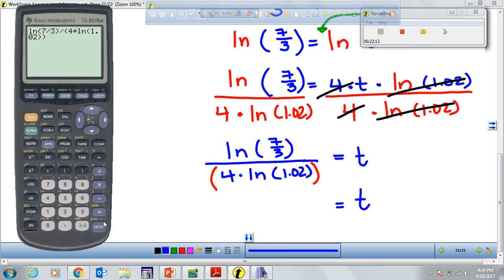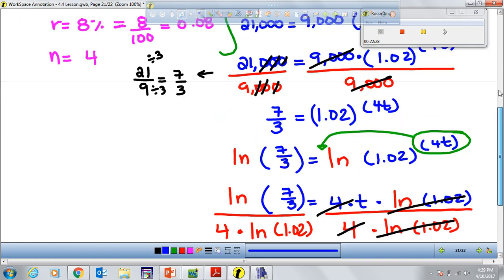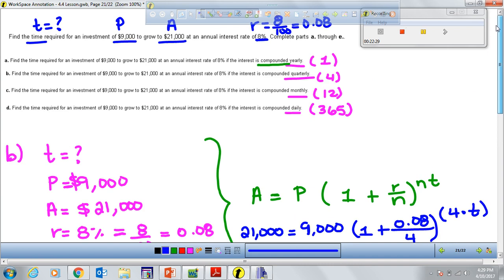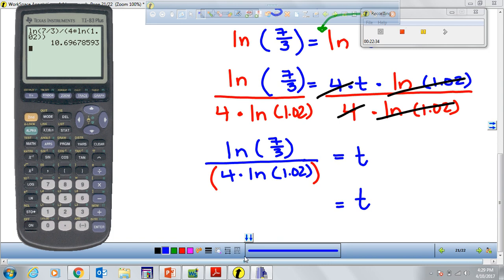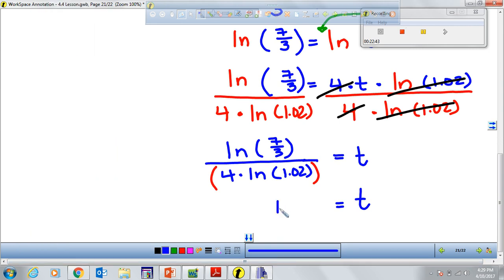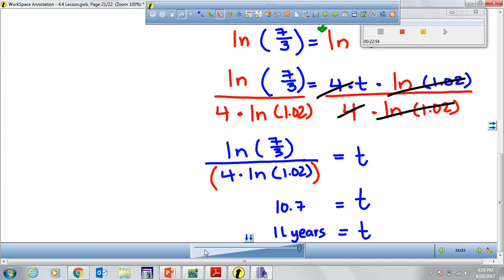So then this is 10 point, you see all those decimals. I don't think it says anywhere to round to a certain decimal place. These are years. Let's say that we want to round to the nearest year. So this is 10.7 technically right now. Let's say that the question says round to the nearest year. That would be 11 years. Okay?